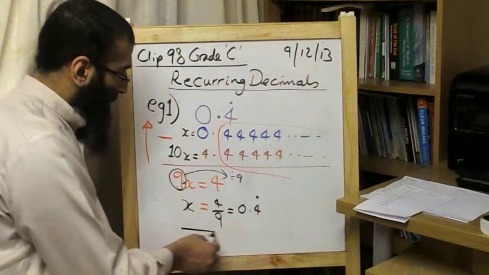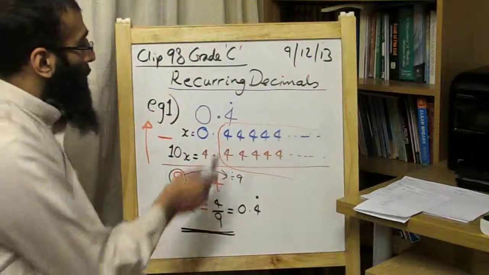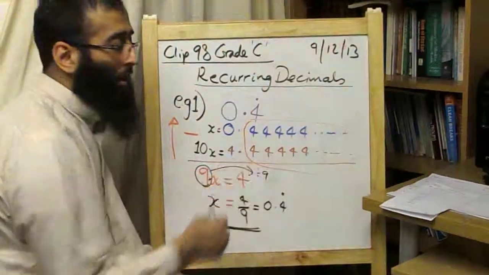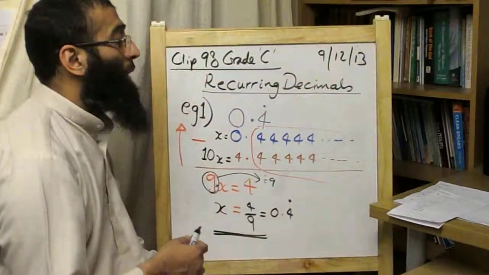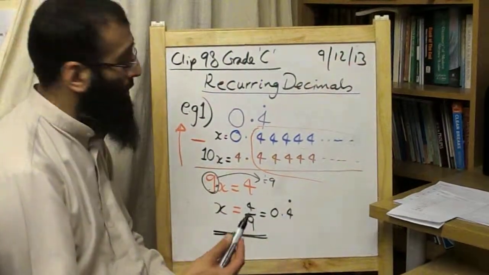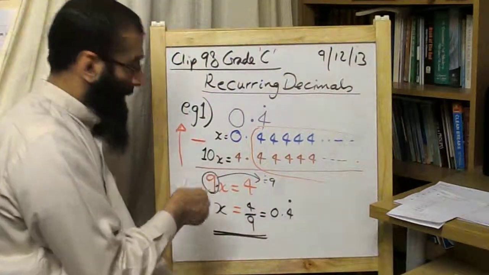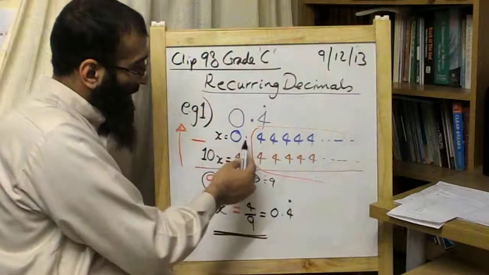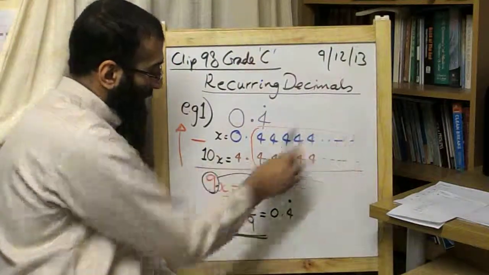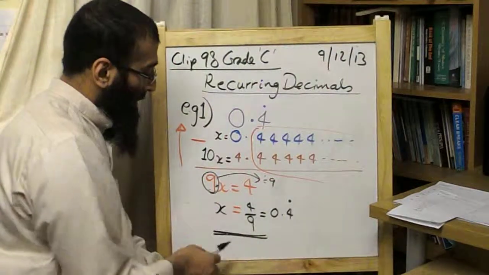Thank you very much for joining us on this first question, 0.4 recurring, where we have only one digit that's recurring. In the next video we'll have a look at when we have 2 digits recurring, and hopefully 3 digits recurring, and how we deal with those. So when you have 1 digit recurring, we multiply by 10 only, and we do the taking away to eliminate the decimal portion of the question. So we're left with nice whole numbers, we rearrange and that gives us our answer. So x is equal to 4 over 9.